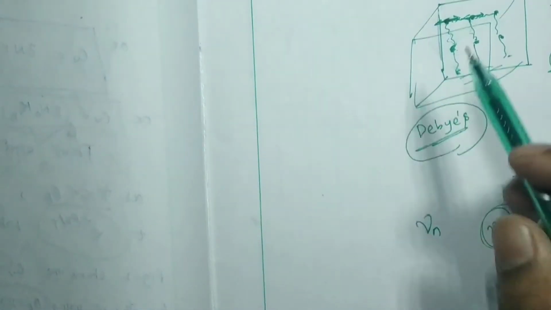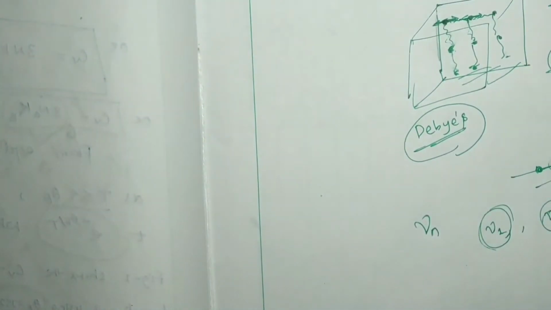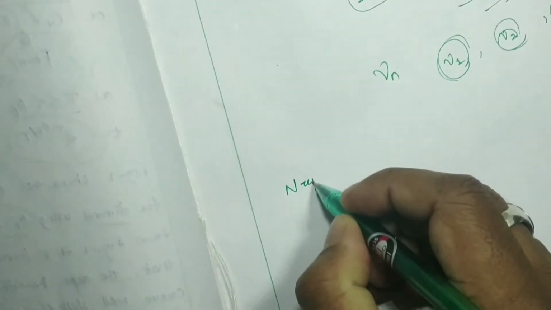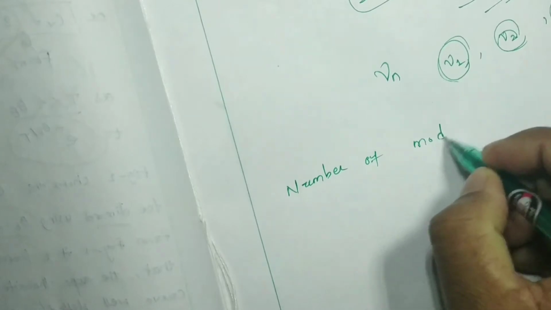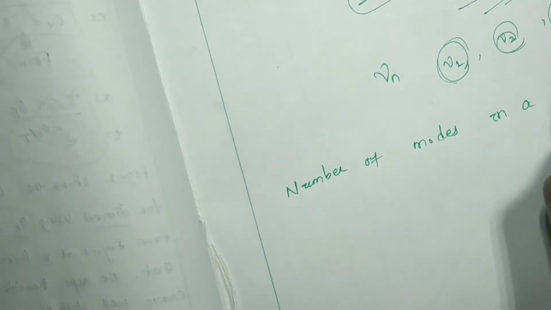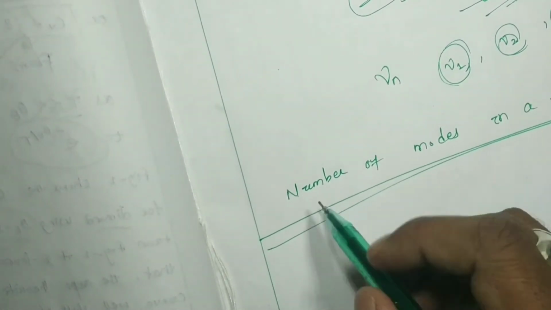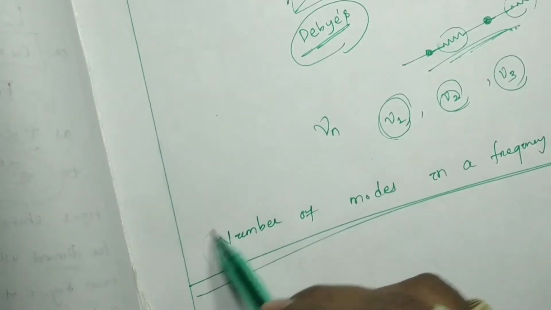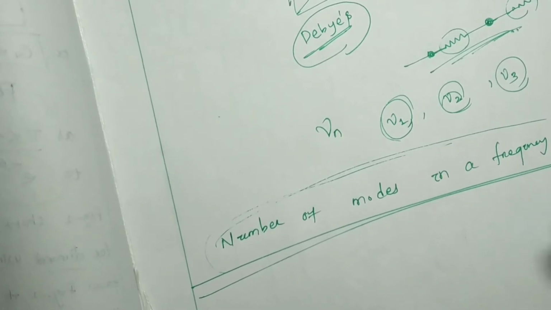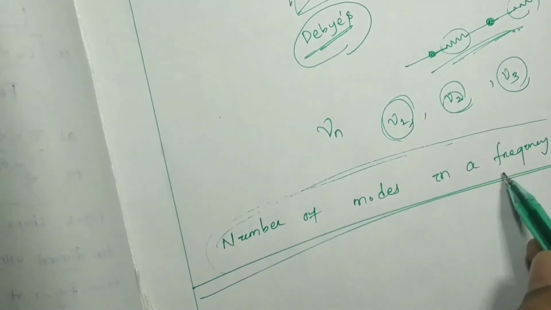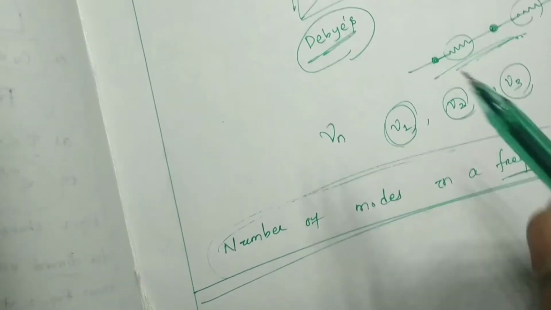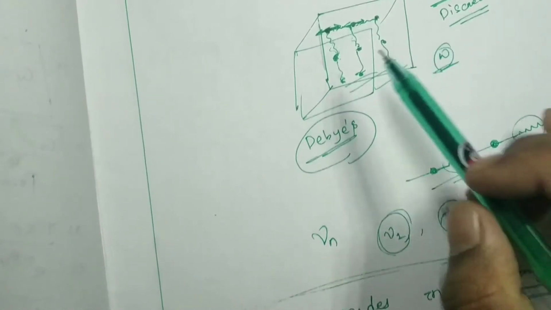So now before we discuss Debye's model in detail, first we need to find the number of modes in a particular frequency range. Today we are going to discuss this one. What will be the number of modes, or number of frequencies, possible in a particular frequency range if we consider a crystal, or the so-called system.